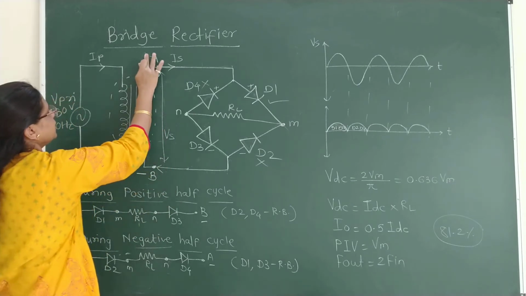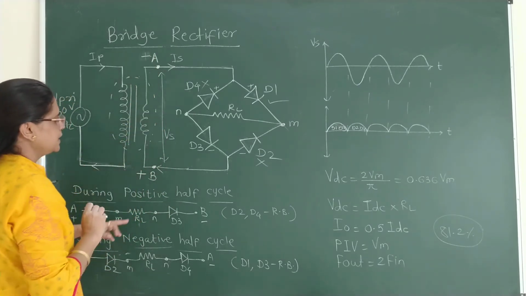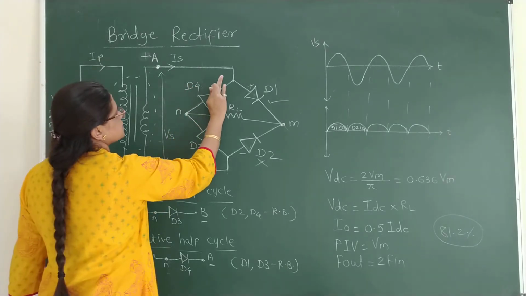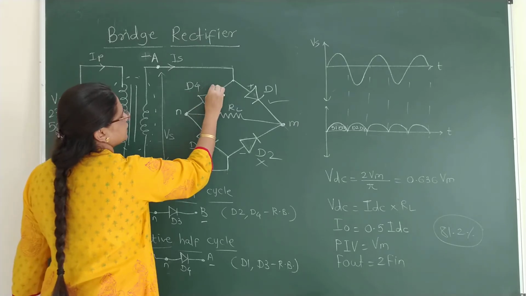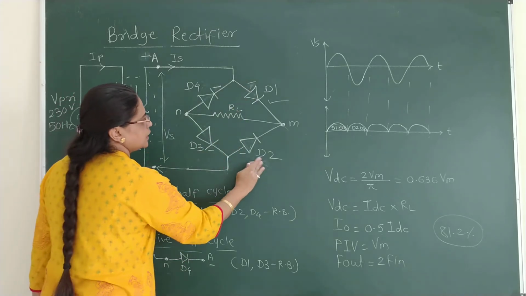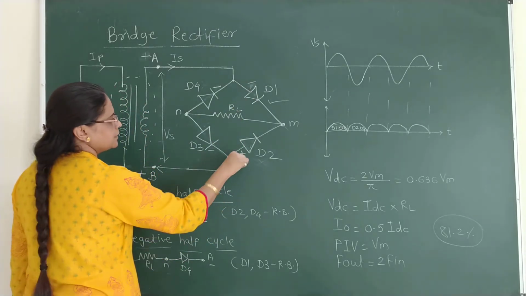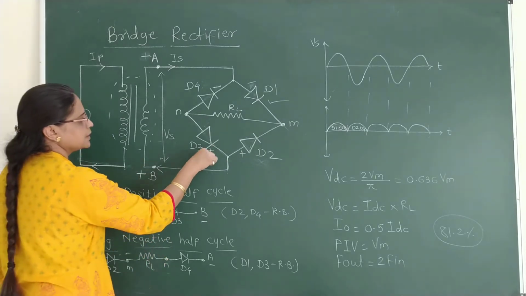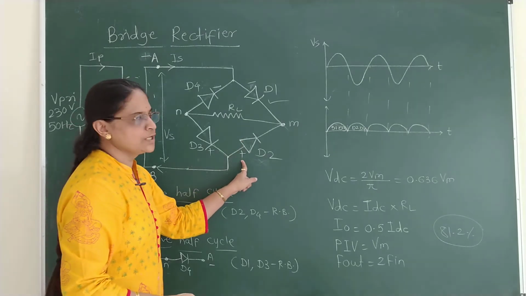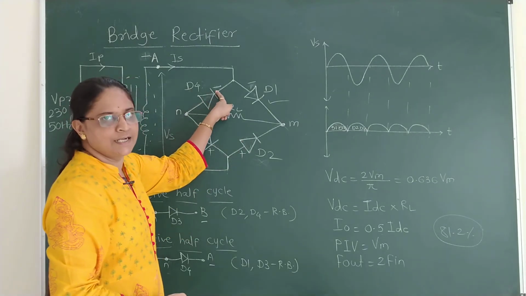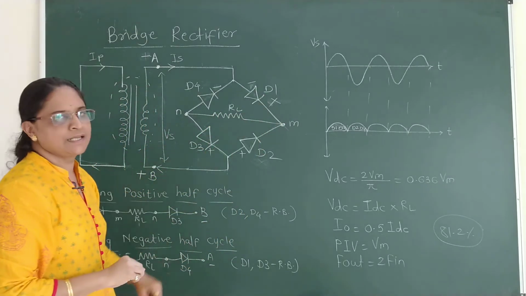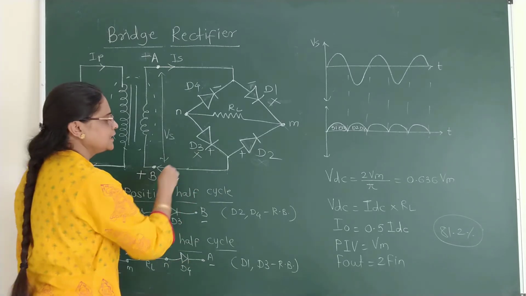Again, whenever the negative half cycle appears, the A end becomes negative and the B end becomes positive. Here it shows the cathode of D4 becoming negative, the anode of D1 becoming negative, the anode of D2 becoming positive and the cathode of D3 becoming positive. So which diodes will work? D2, whose anode is positive, and D4, whose cathode is negative, whereas D1 has its anode negative and D3 has its cathode positive. Both are getting reverse bias.